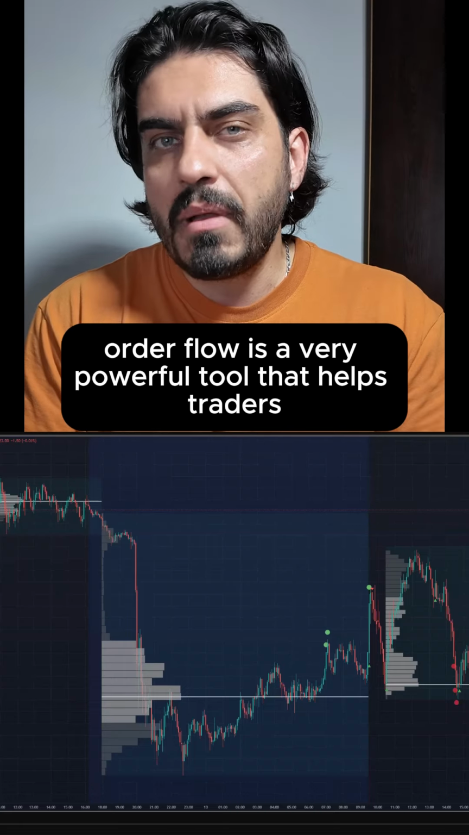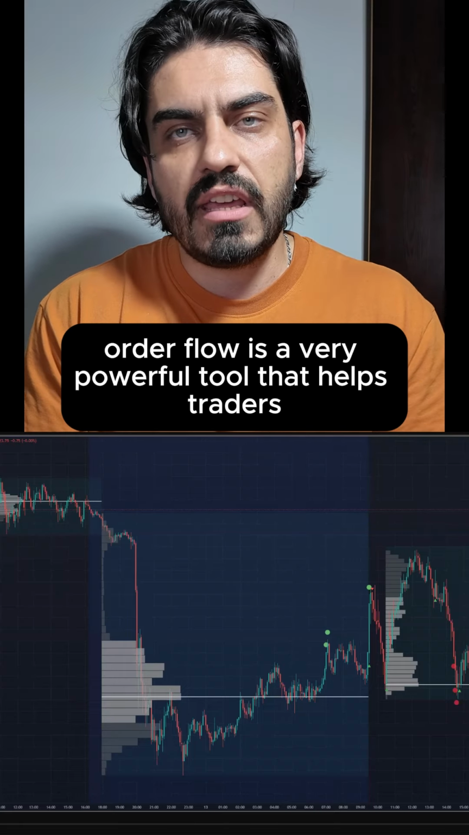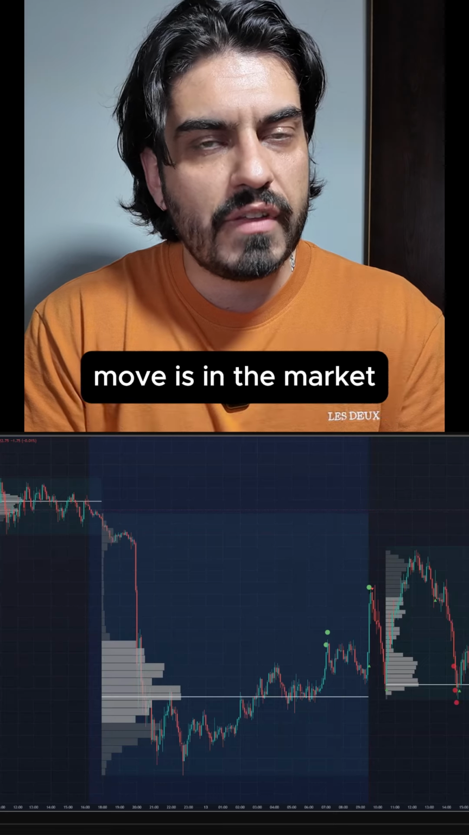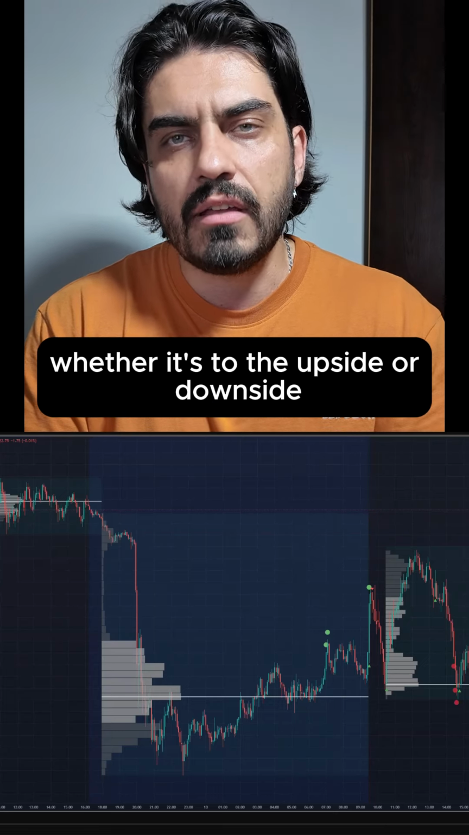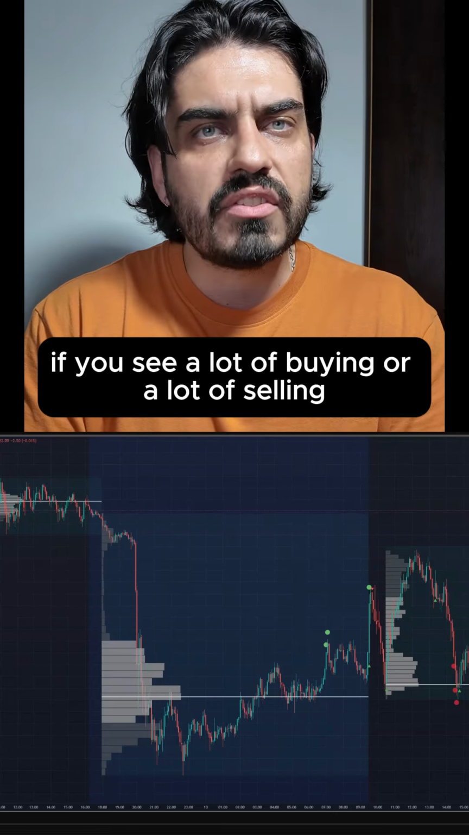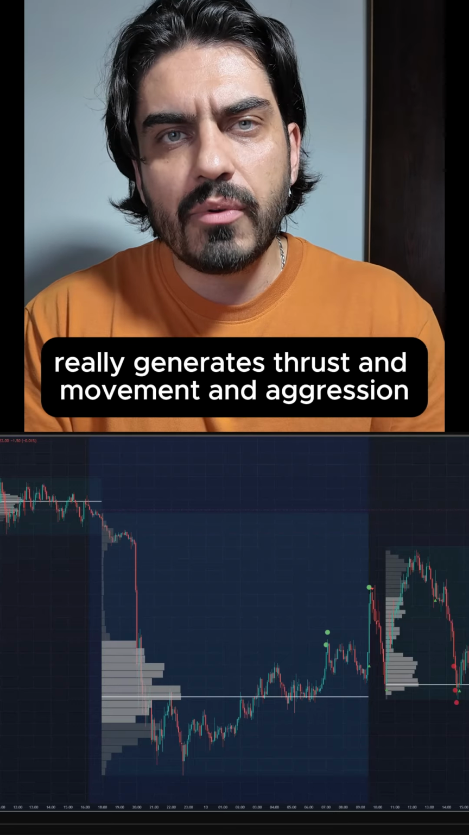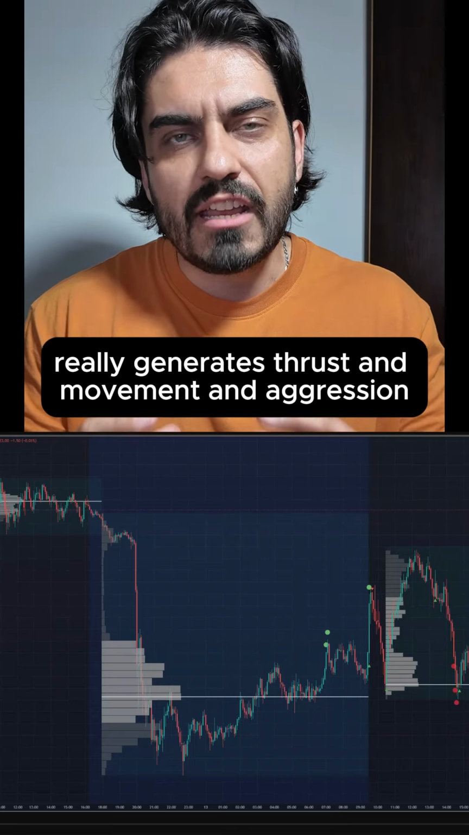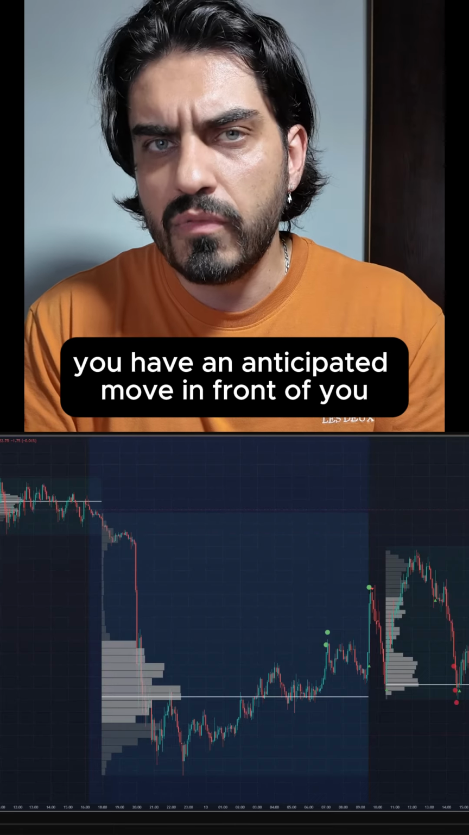Order flow is a very powerful tool that helps traders get an understanding of what the expected move is in the market, whether it's to the upside or downside. If you see a lot of buying or a lot of selling, that really generates thrust and movement and aggression. You have an anticipated move in front of you.